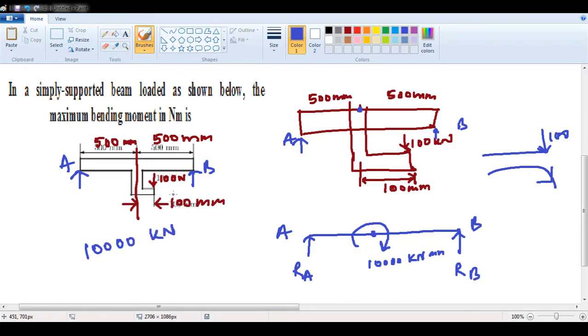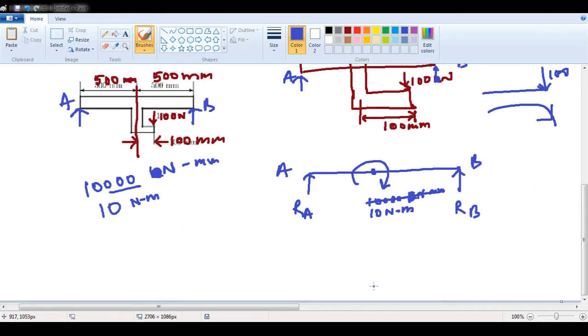This is 100 Newton into 100 mm, so the unit is Newton mm. If I have to convert to meter, 3 zeros will go out. This will be Newton meter. So instead of this, I can write 10 Newton meter. Correct? Now, let us make the shear force and bending moment diagram.